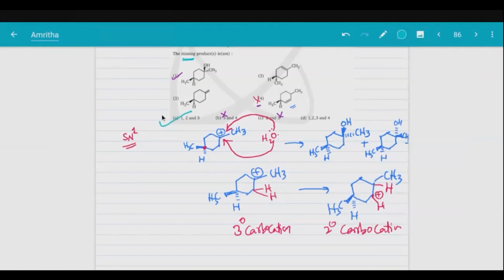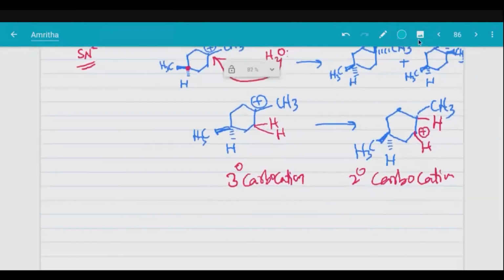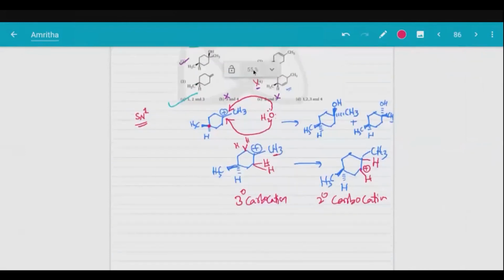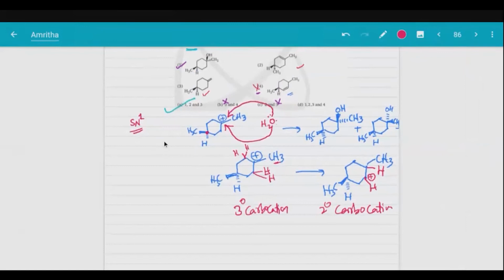So 2 and 3 elimination products, yes, they're possible. Now after getting the tertiary carbocation, you can eliminate this hydrogen, or you can directly eliminate this hydrogen or this one. You will get alkenes, right? Both are possible. So B, C, 2 and 3 are possible elimination.